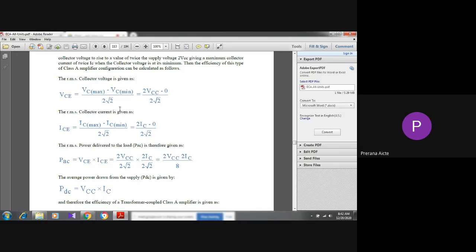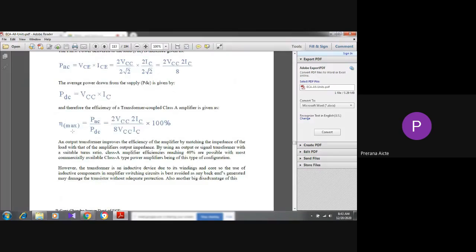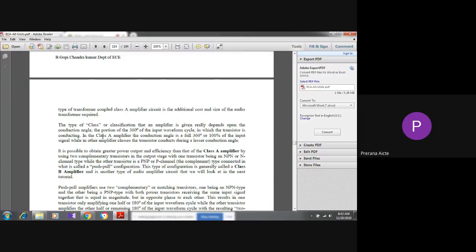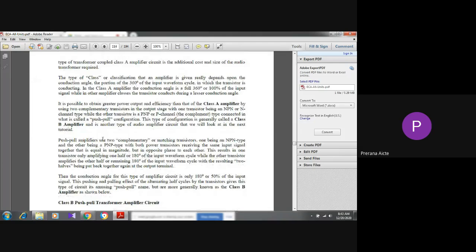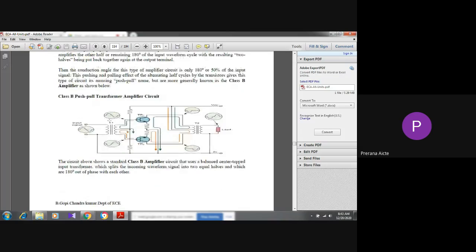PCE equation, ICE current, AC power, DC power, and this is the efficiency. Okay, this is the efficiency formula: AC power by DC power. And this is all about the important points about class A. Next, we will see about class B.